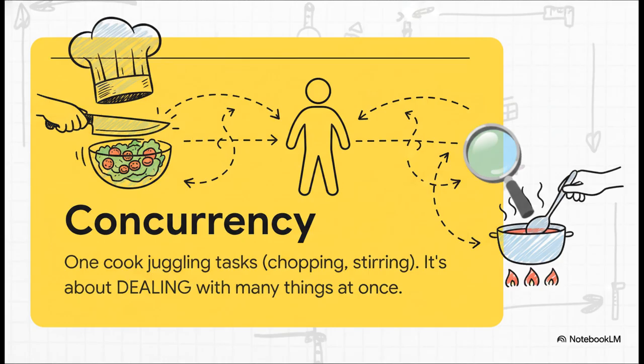Let's go back to the kitchen. Imagine one cook. They chop a bit of salad, then they run over and stir the soup, then they go back to chopping the salad. See? They're juggling tasks. They're making progress on multiple things over a period of time. But at any single frozen instant, there's still just one person doing only one thing.